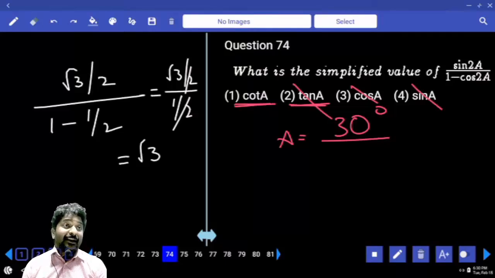But make sure that you never start with 0, 45, 90. 30 and 60 are usually preferable numbers. Okay na?